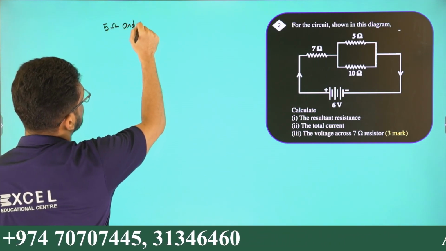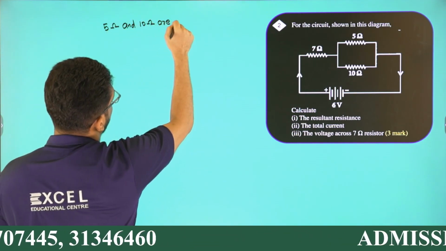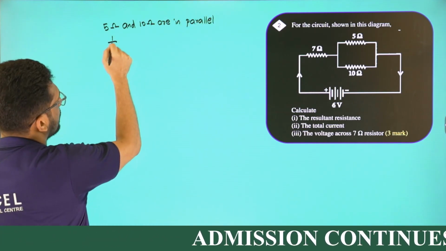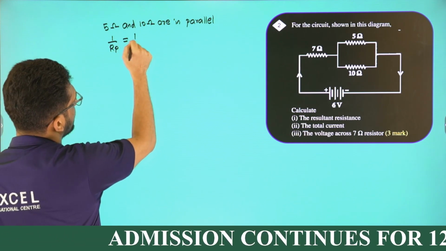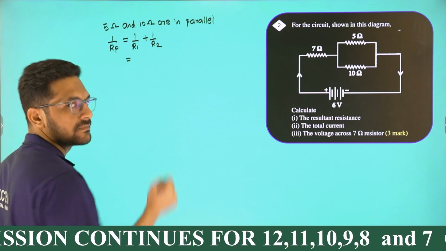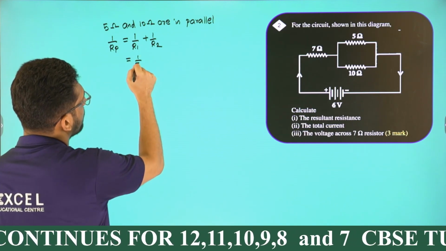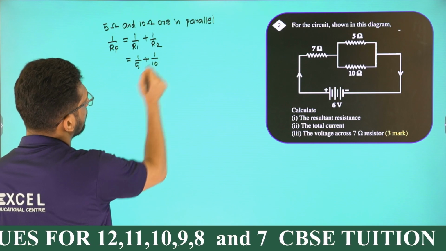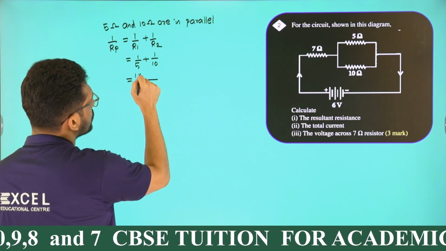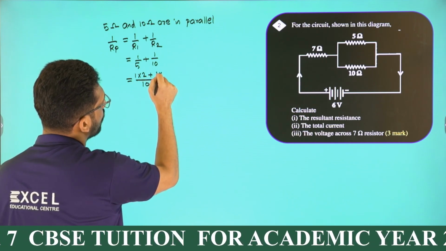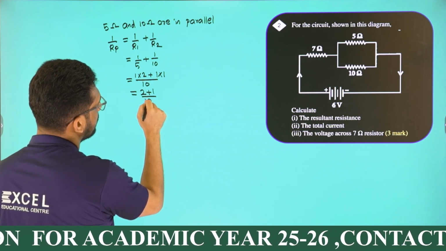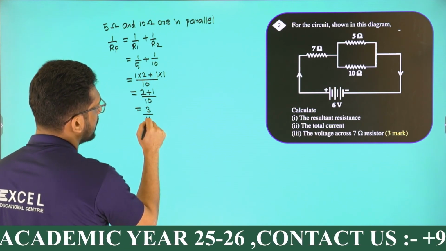5 ohm and 10 ohm are in parallel. How to find the parallel resistance? 1 by RP can be written as 1 by R1 plus 1 by R2. That will be 1 by 5 plus 1 by 10. Take the LCM. 10 is the LCM. So 1 into 2 plus 1 into 1. That will be 2 plus 1 divided by 10. You can write 3 by 10.